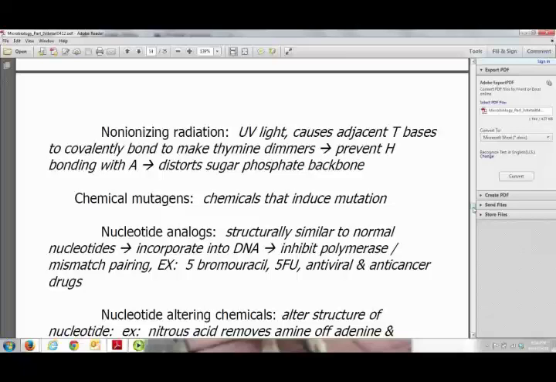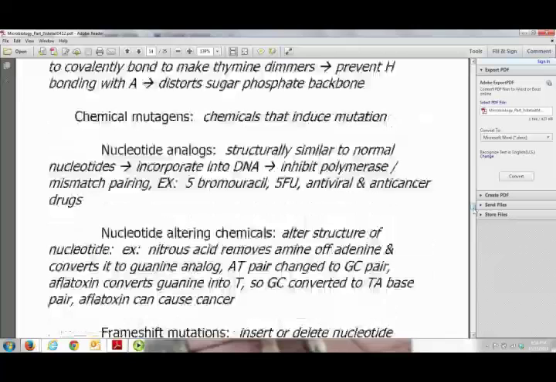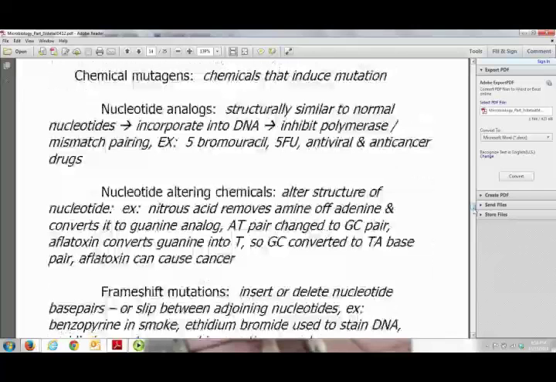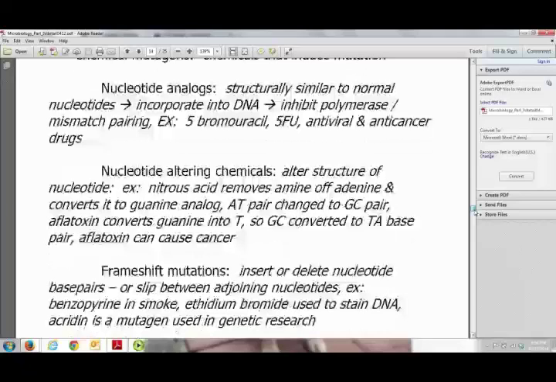Chemical mutagens are going to be chemicals that will induce mutation, and there are several of these. These are just a few examples. With nucleotide analogs, these are going to be structurally similar to normal nucleotides. These can be incorporated into the DNA, and then they will inhibit polymerase and mismatch pairing. Some examples are 5-bromouracil and 5-FU or 5-fluorouracil. These are used as anti-cancer and antiviral drugs.